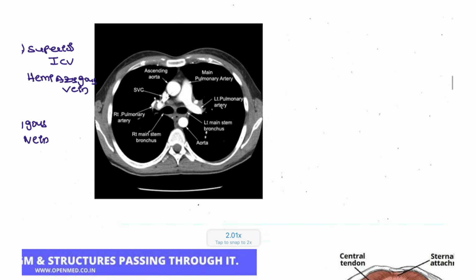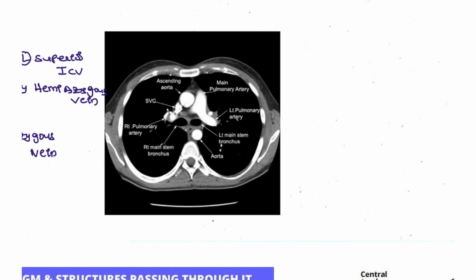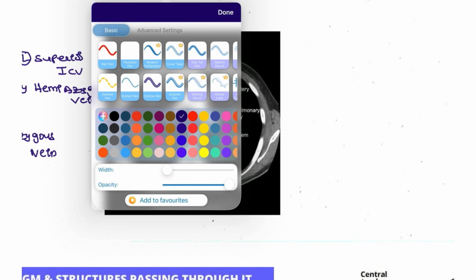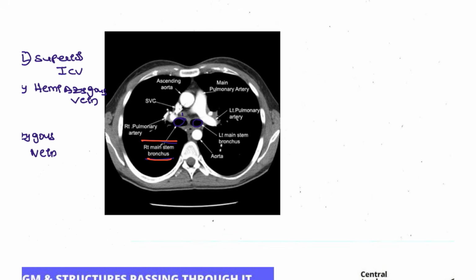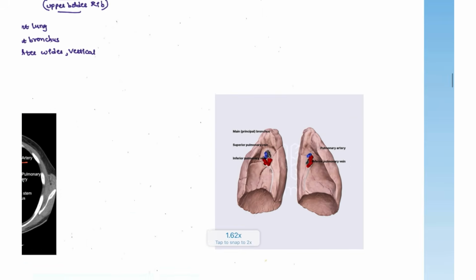Next, moving on to the structures that you have to identify from the cadaver or the radiological image. This is the right main bronchus, and here you can see the aorta, and the small one is the superior vena cava. This is the ascending aorta and pulmonary artery. These are the things that you have to remember, and the posterior-most is the vertebra and aorta you are going to see. Anterior to the bronchi, you are going to see the superior vena cava and also the pulmonary artery.